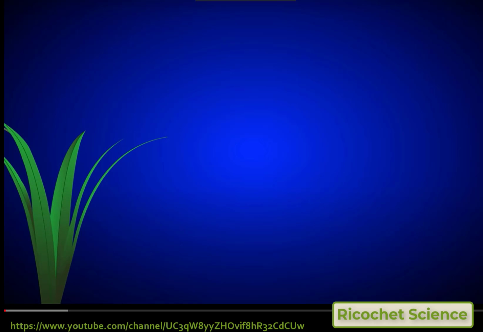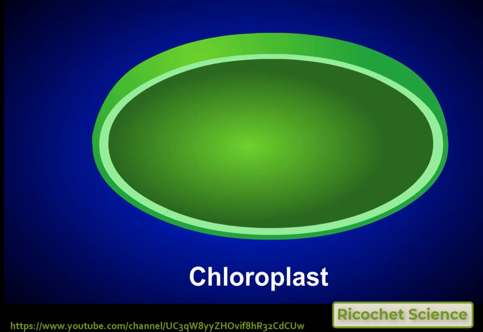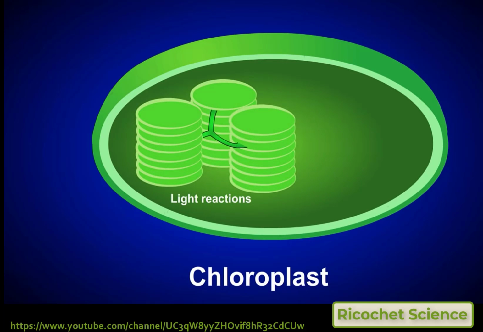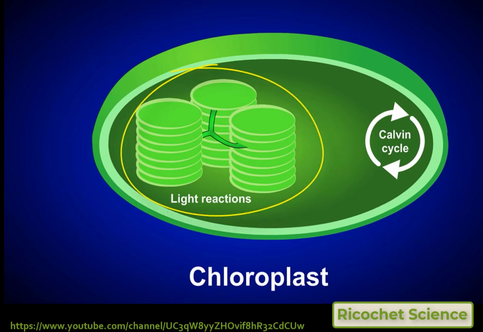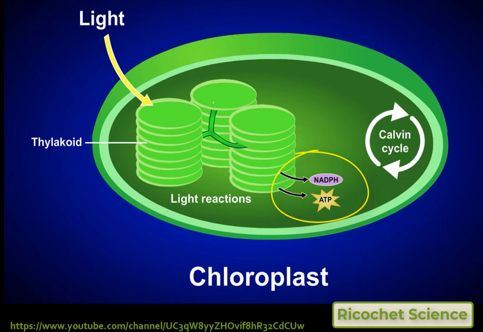The leaves of this plant have cells that carry out photosynthesis. If we zoom in on this photosynthetic plant cell, we can see the chloroplast, where the reactions of photosynthesis occur. Photosynthesis consists of two primary steps, the light reactions and the Calvin cycle reactions. In this tutorial, we'll focus exclusively on the light reactions. The light reactions occur within the thylakoid of the chloroplast. Here, special pigments absorb light energy and transfer it to high-energy electrons, eventually producing ATP and the electron carrier NADPH.